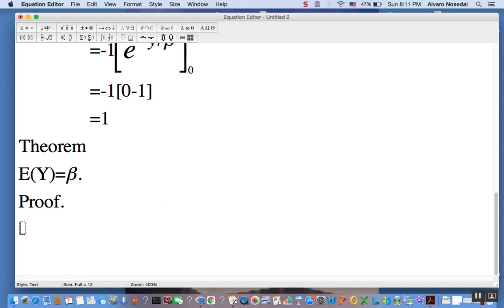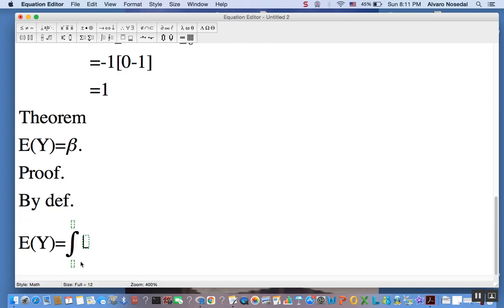Well, how about we start with the definition? By definition, the expected value, as you guys know, for a continuous random variable will be the integral from negative infinity to infinity of the PDF.